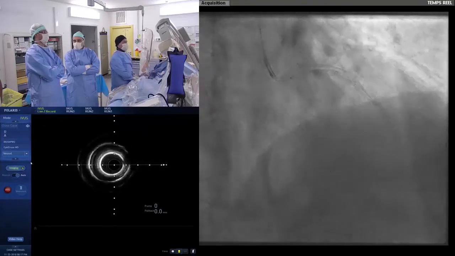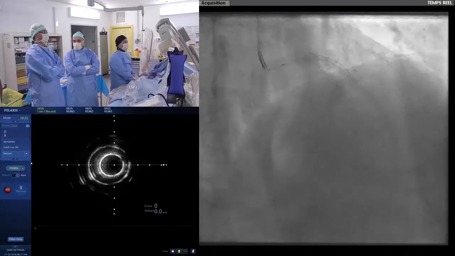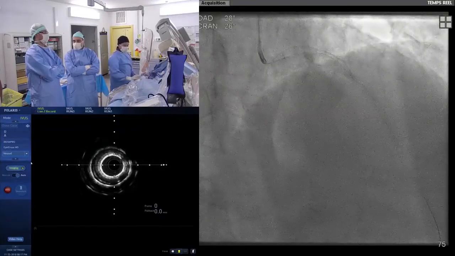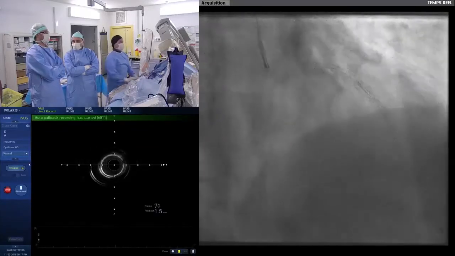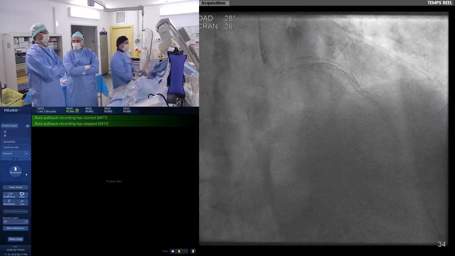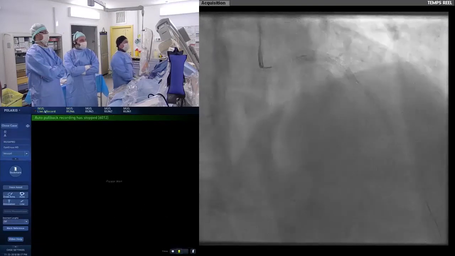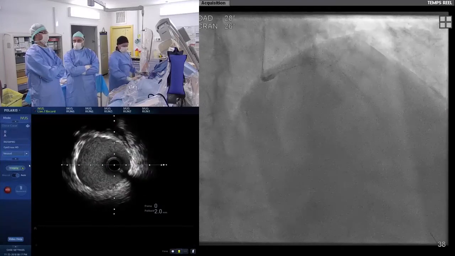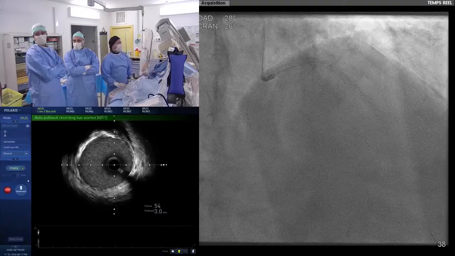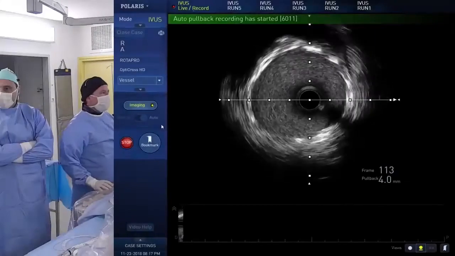And you didn't inject nitrate systematically after stenting before IVUS again? No. So we do, sorry. My probe is not in the right place. So at this... Yeah. There you go again. I start a full pullback. 1, 2, 3, 4 and a half.